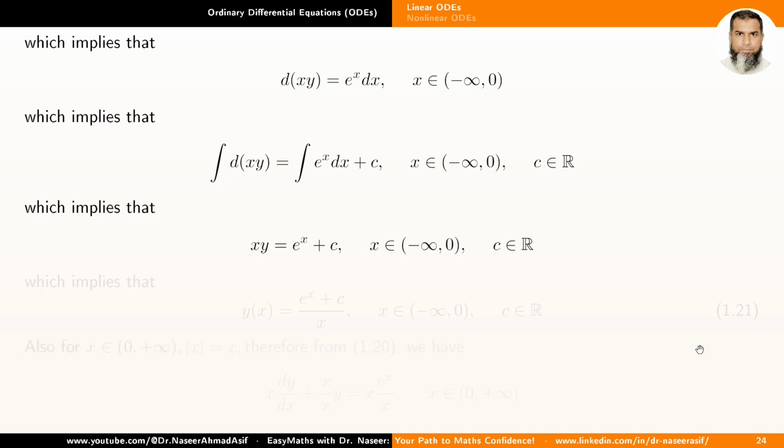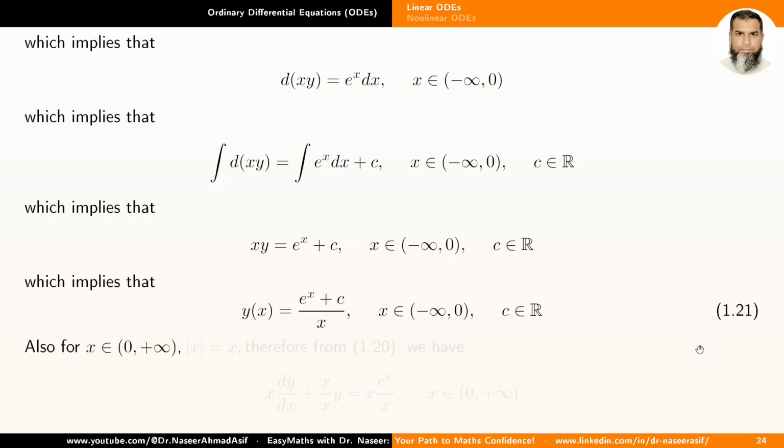So we have xy equals exponential x plus c, where x belongs to the open interval minus infinity to 0 and c is the arbitrary constant. So y of x equals (exponential x plus c) over x, where x belongs to the open interval minus infinity to 0 and c is the arbitrary constant.